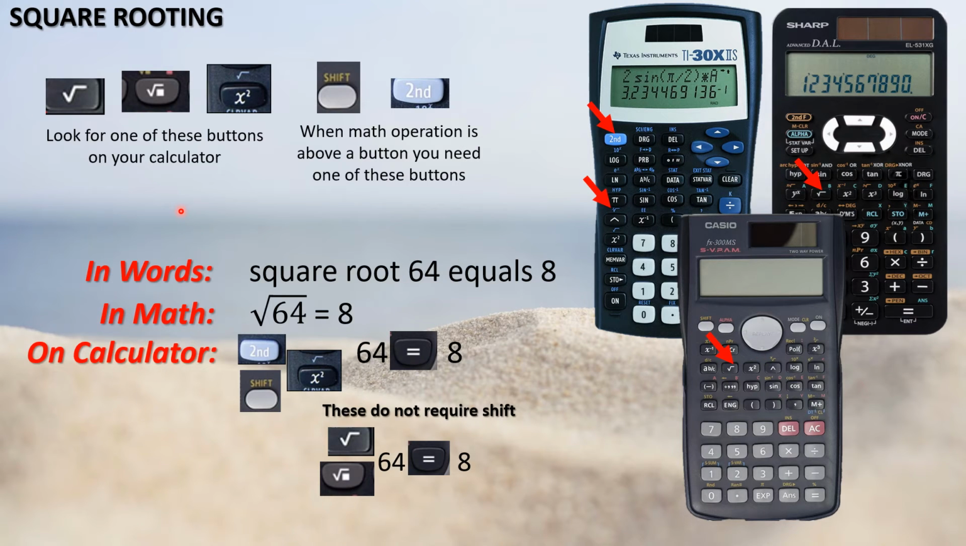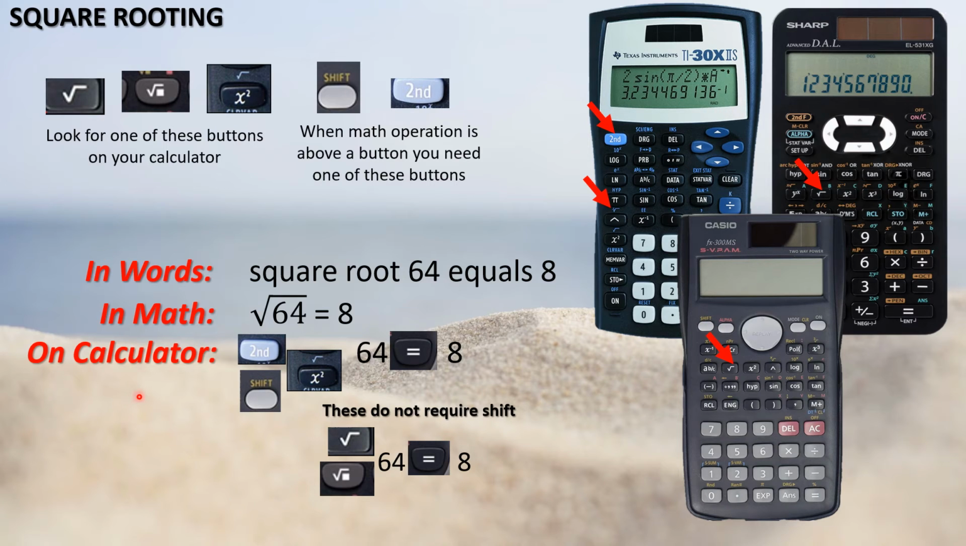Square rooting, that's the opposite of squaring. So find your radical sign, your square root sign. Here are several different versions. Here they're just lower key buttons. Here the square rooting button is just above the x squared. When it's above like that, you're going to need your shift or your second function button. You can see here's your second. They're always kind of up here on the left, the shift or the second function.